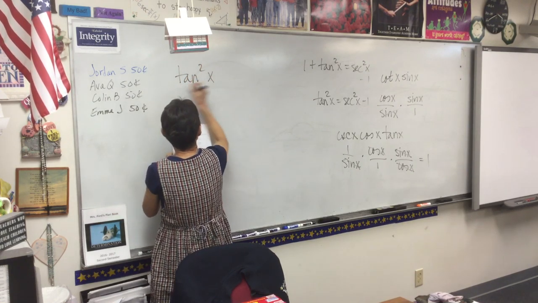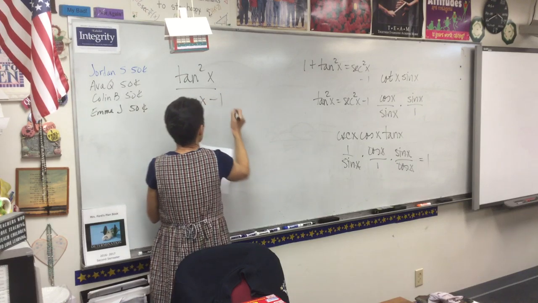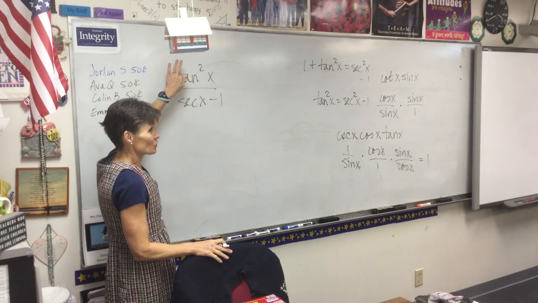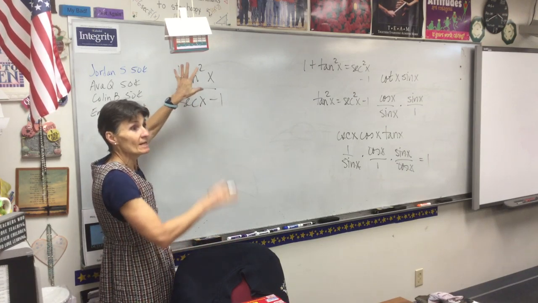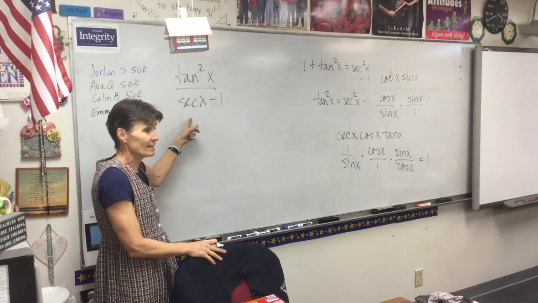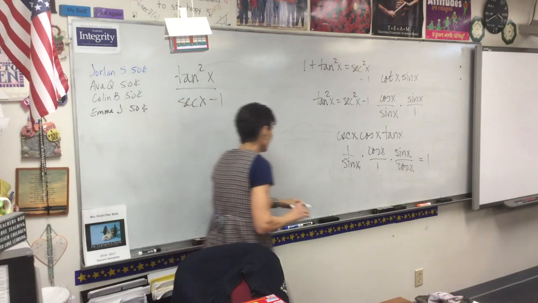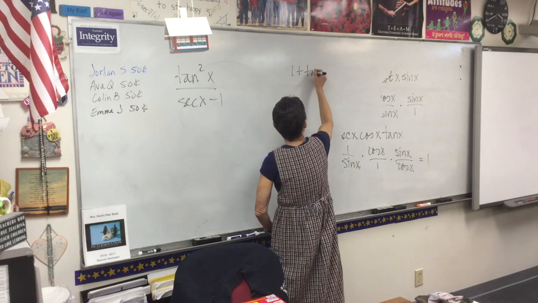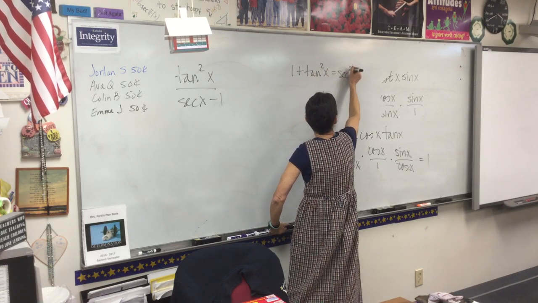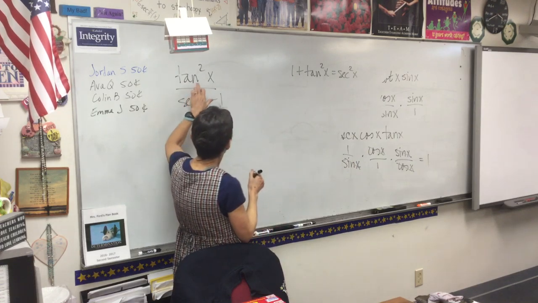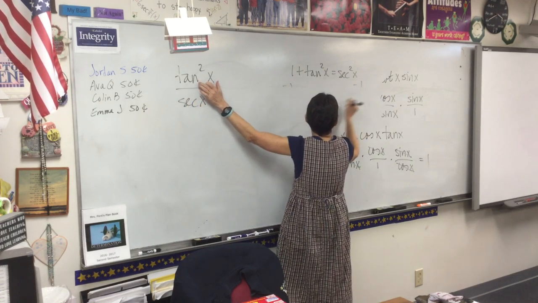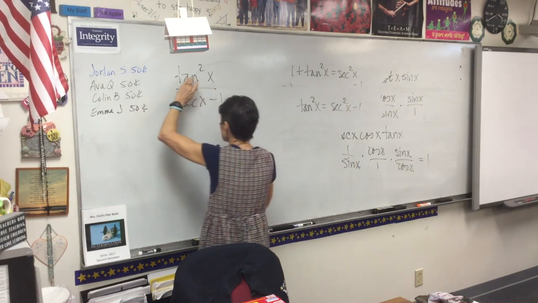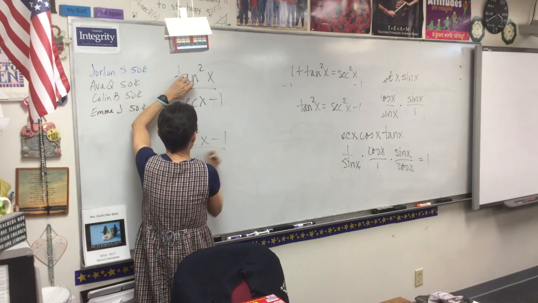Tangent squared over secant minus 1. Now, think. Secant minus 1. Tangent squared, you're getting it. Tangent squared can be rewritten in terms of secants, right? So I've got to remember what that is. I'm going to rewrite it again. 1 plus tangent squared is secant squared. That's all by itself, so I'm going to subtract the 1. So tangent squared can be replaced with secant squared minus 1. Yes.